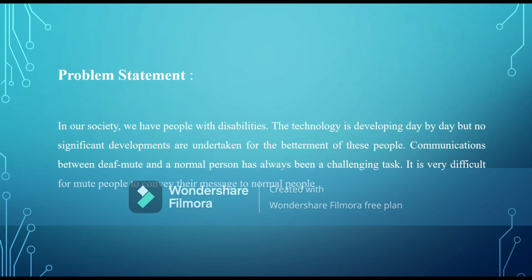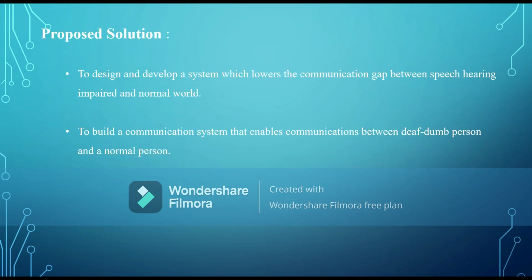Now I am going to explain the problem statement. The project's purpose is to create a system that translates sign language into a human understandable language so that ordinary people may understand it. Proposed solution: this project describes a problem faced by the speech and hearing impaired, to design and develop a system which lowers the gap between speech and hearing impaired, translating sign language to normal language, building communication between deaf and dumb people and normal people. Further will be explained by Sanjay.